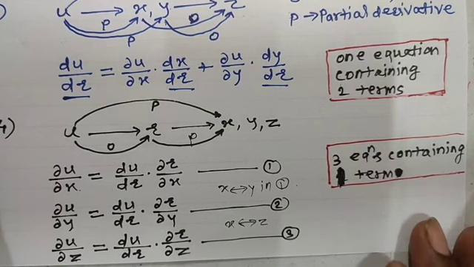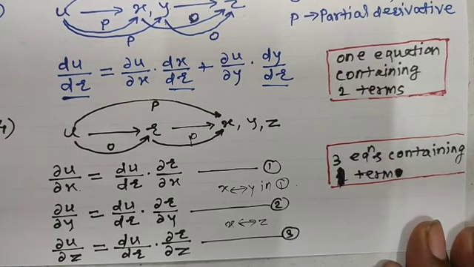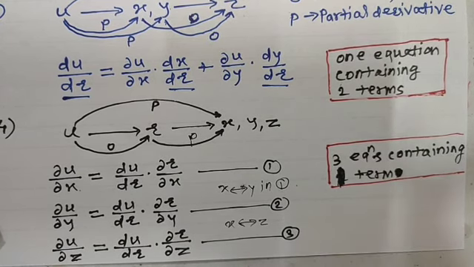This is how we can obtain equations by using a flow diagram, that is, by using the chain rule. In this way you have to apply the chain rule to solve problems on composite functions, or problems on the chain rule. Thank you.